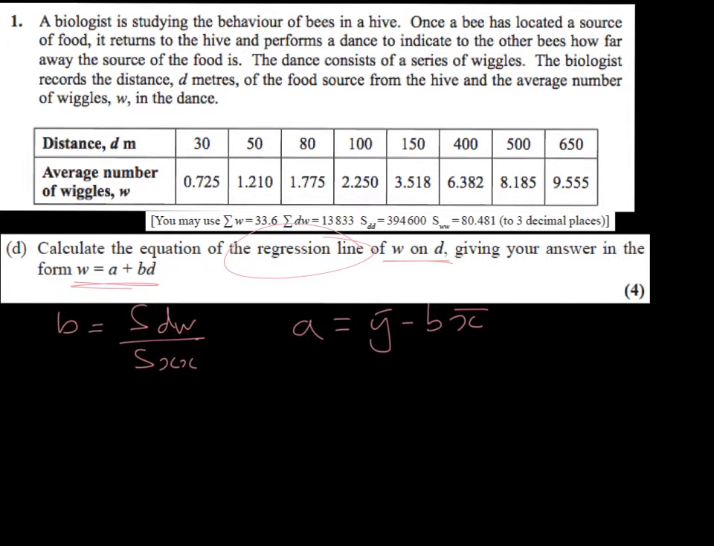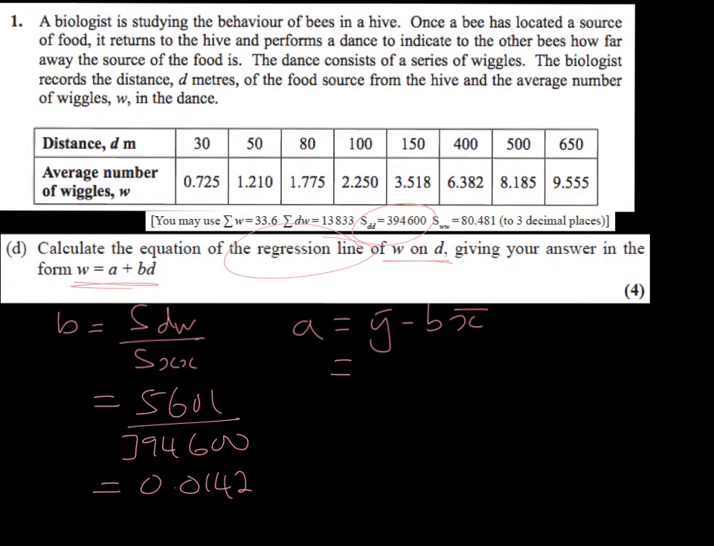So we have already calculated the covariance in part A. So this is just going to be 5,601 over Sxx, which here is going to be SDD, 394,600. And that's going to give you a value for B of 0.0142. To find out A then, it's going to be Y bar, which here is going to be sigma W over n minus B over X bar, which would be sigma D over n.